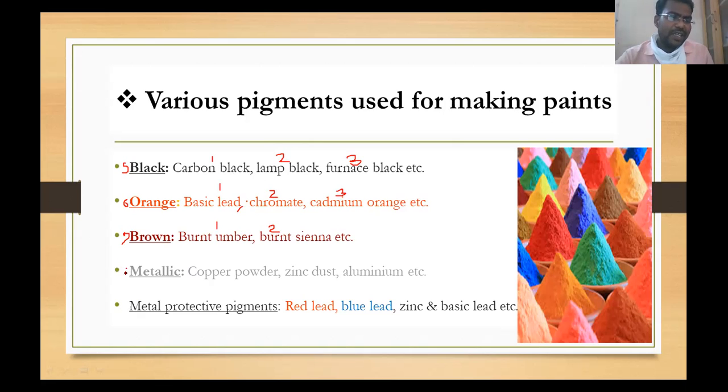For making the metallic color, either the copper oxide or the zinc dust or the aluminium can be used for making the metallic color. Metal protective pigments are nothing but the red lead, blue lead, zinc, and the basic leads. So these are the 4 important metal protective pigments that are present in the given sample.